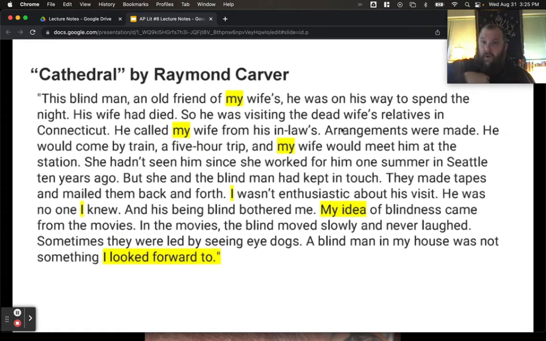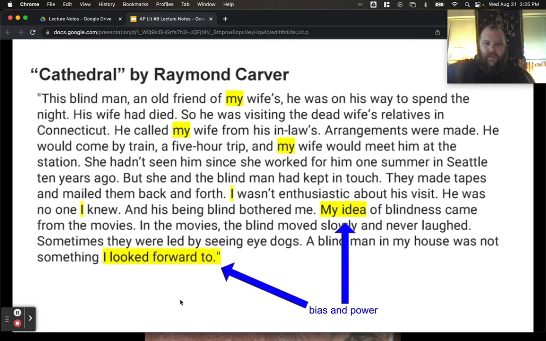I'm using first person point of view. All right, so that is how you identify first person. Now, a little bit more complex is how to actually look for the strengths and weaknesses that first person perspective gives us. Well, here's an idea that we need to notice.